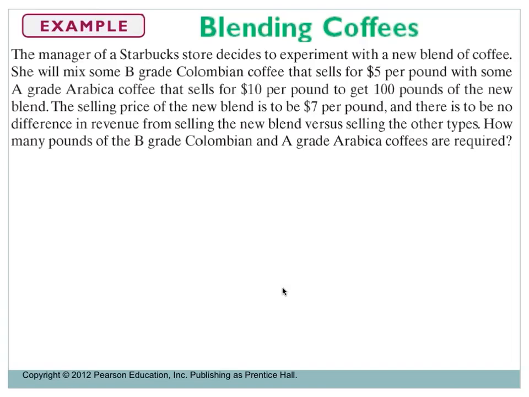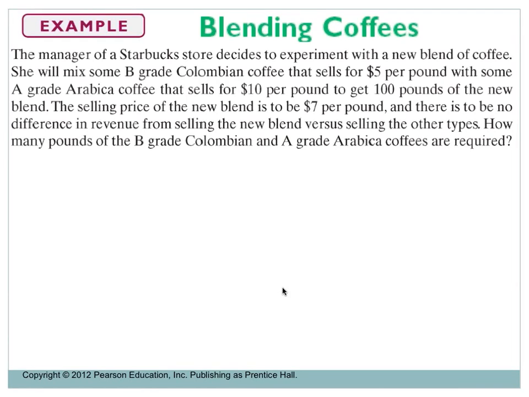Okay, blending coffees. So this is kind of a mixture problem. The manager of a Starbucks store decides to experiment with a new blend of coffee. She will mix some B-grade Colombian coffee that sells for $5 per pound with some A-grade coffee that sells for $10 per pound. She wants to make 100 pounds of the new blend. The selling price of the new blend is going to be $7 per pound. There's going to be no difference in the revenue from selling the new blend versus selling the other types.